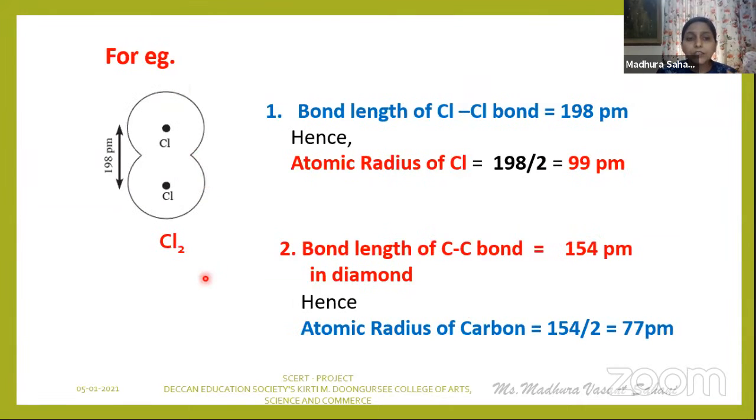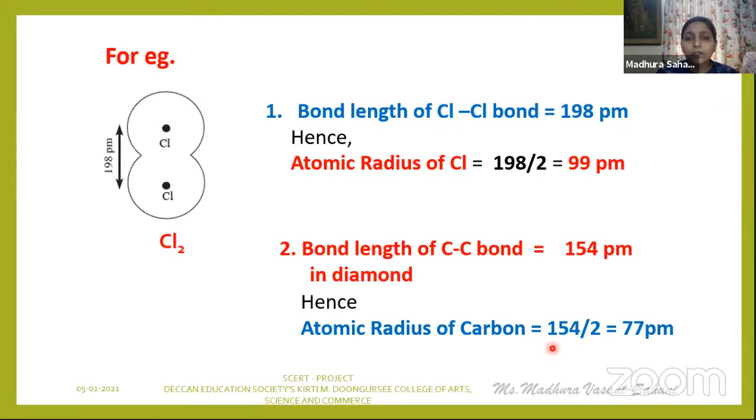See here. In case of the chlorine molecule, these two chlorine atoms are bonded through a single bond. So, the bond length of the chlorine-chlorine single bond is 198 picometer. Obviously, the atomic radius of a chlorine atom is equal to how much? 198 divided by 2, that is 99 picometer. Now, similarly, you can calculate the bond length in case of diamond. In diamond, you can calculate the bond length of the carbon-carbon single bond, which is nothing but 154 picometer, and hence the atomic radius of carbon can be calculated as 154 divided by 2, that is nothing but 77 picometer.